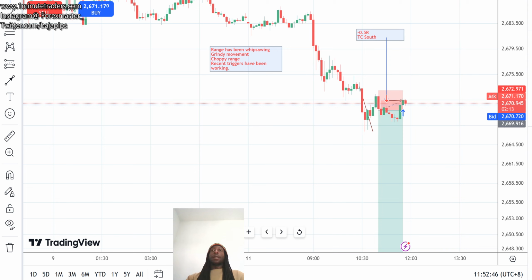Let's see if it hits. If not, then I'm going to be waiting, but I'm not going to be distracted because this is almost there. Drops down a little bit more. Looks like it is. I'm getting in. No hesitation. Same target.